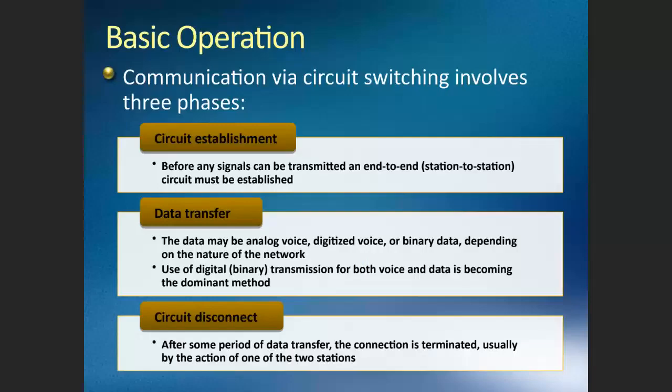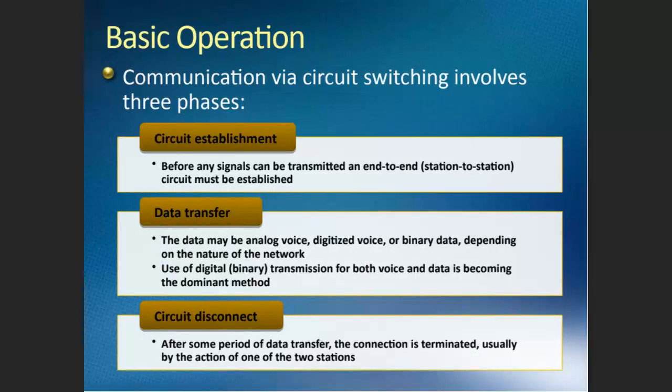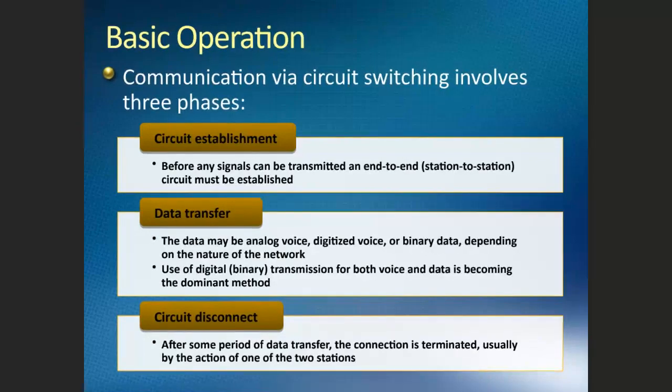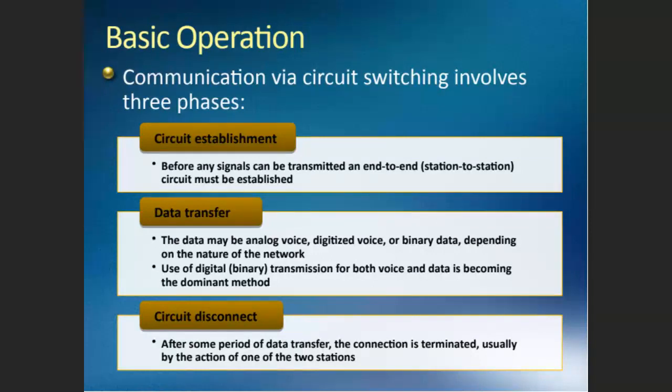The basic operation of circuit switching is 3 phases. First is circuit establishment. By the way, this is usually coming in the quiz. What are the phases? Explain the 3 phases. Circuit establishment: before any signal can be transmitted, an end-to-end or station-to-station circuit must be established. Think about it like a telephone. When you call someone, you have first to establish the call. Then you can start talking or sending. Data transfer: then you start transferring the data. After you finish, you have to disconnect because the line can be used by someone else.